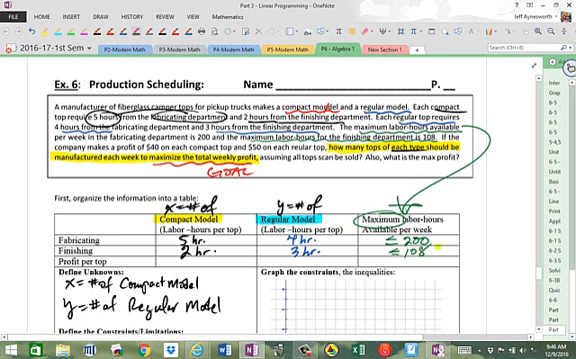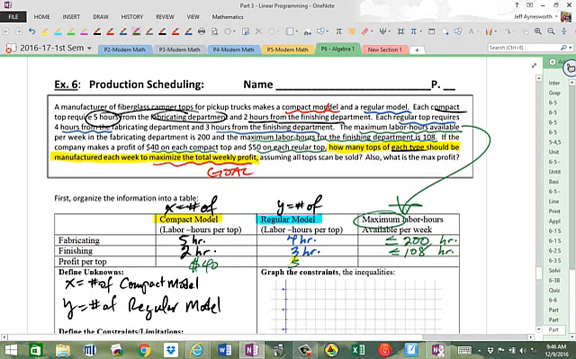Now the profits, what are the profits? Well, it says right here, the company makes a profit of $40 on each compact model, and then $50 on a regular top. Okay, those are the profits.